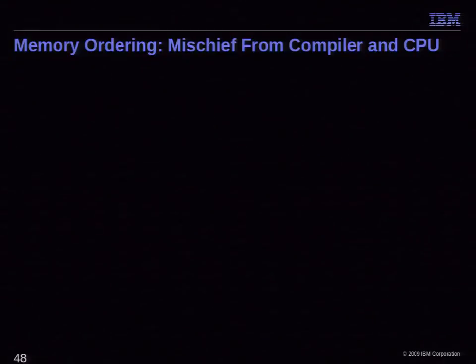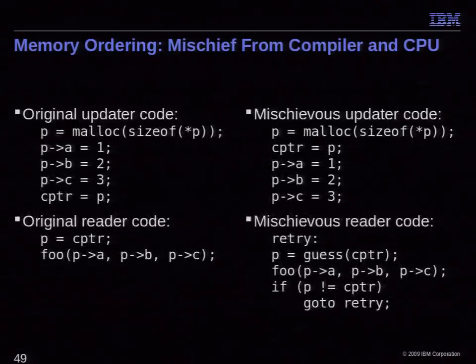Unfortunately, CPUs and compilers are highly optimized, is what they call them, and mischievous is what I call them when I'm using them. So let's look at this as code. We allocated the data structure, we initialized it, and then we did the assignment. And the reader picks up the pointer and does something with the fields in the cat. Looks pretty straightforward. Unfortunately, both the compiler and the CPU are within their rights to rearrange things.